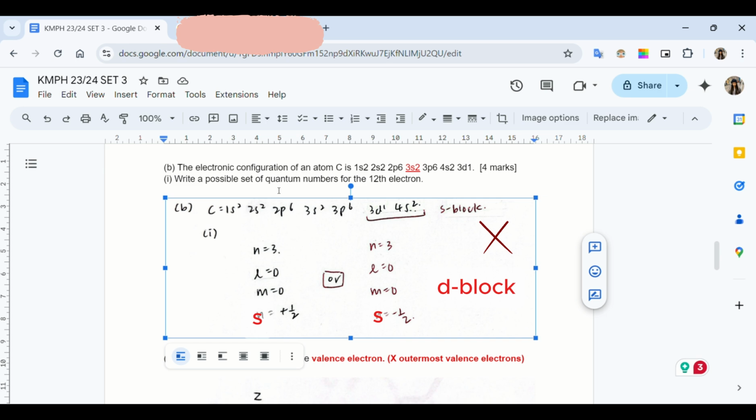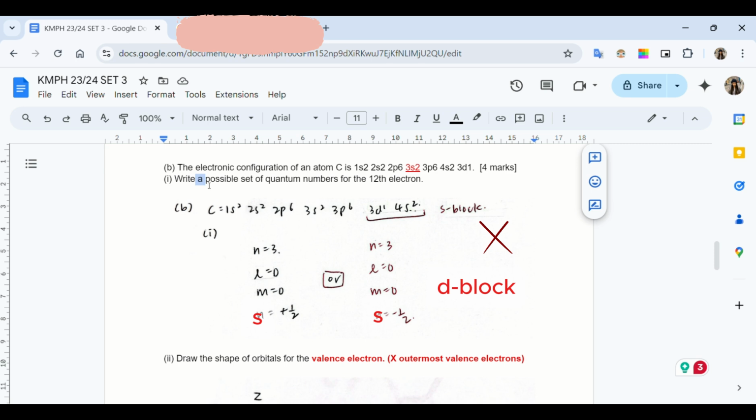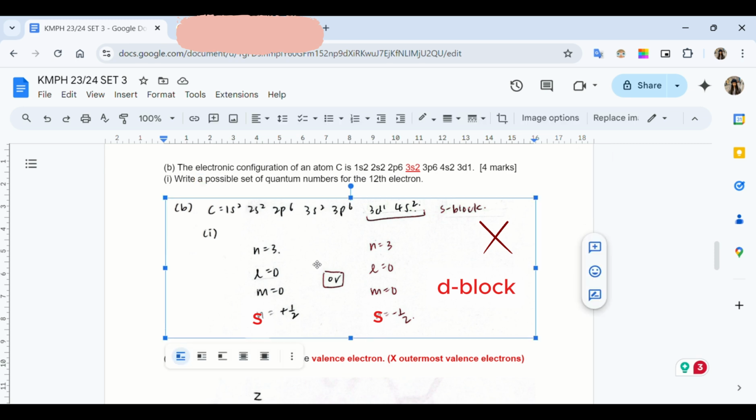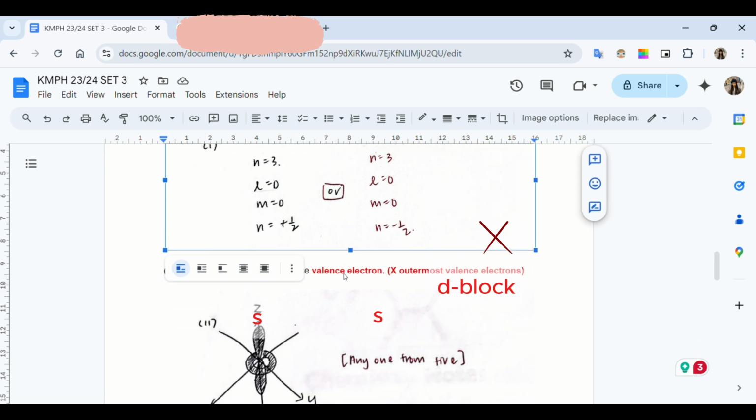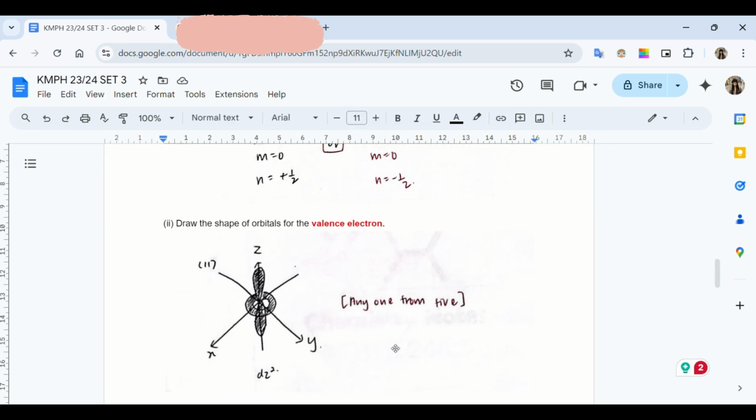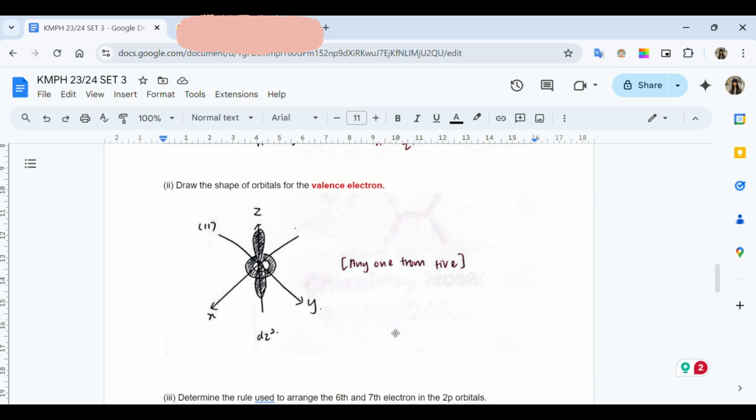So a possible set of quantum numbers for the 12th electron will be n equals 3, l equals 0, and since l equals 0, m will only be equal to 0, and you can write either positive 1/2 or negative 1/2. And since the question asks us to write a possible set, you can write either this one or this one. Please don't write both because it will cause you to get 0 marks. And draw the shape for orbitals. You can choose any one from 5 to draw. And then I choose to draw dz squared.